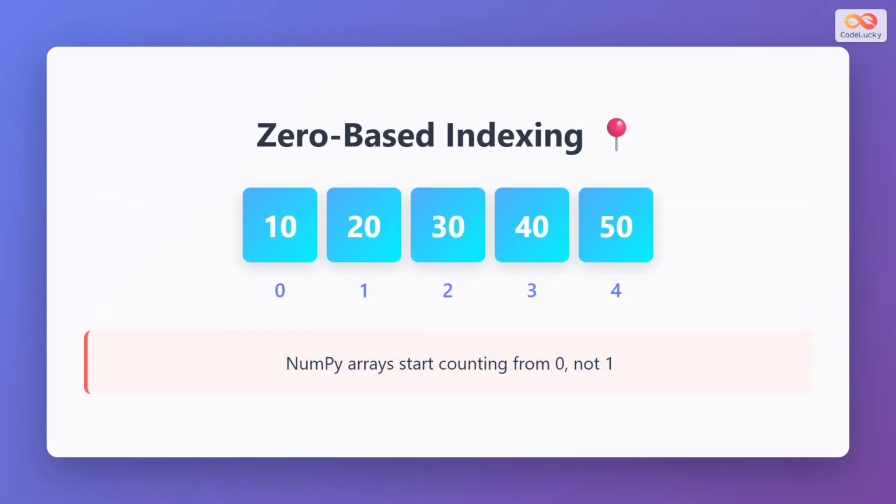NumPy arrays use zero-based indexing, which means counting starts from 0, not 1. In this example array containing 10, 20, 30, 40, and 50, the first element 10 is at index 0, the second element 20 is at index 1, and so on. This is different from how we normally count in everyday life, but it's standard in programming.